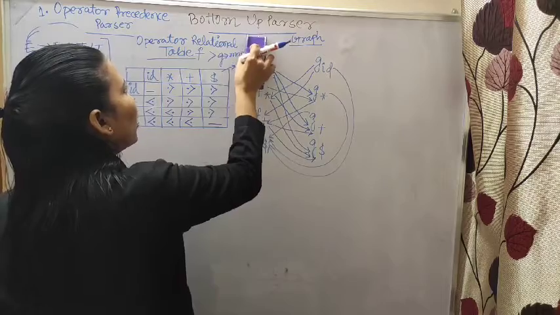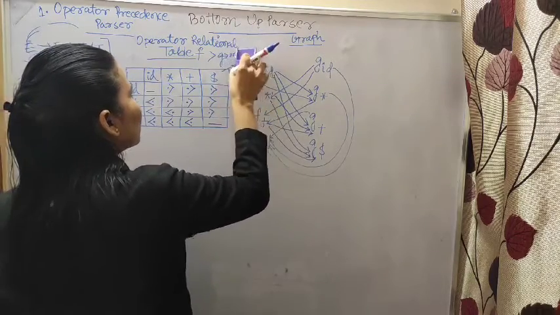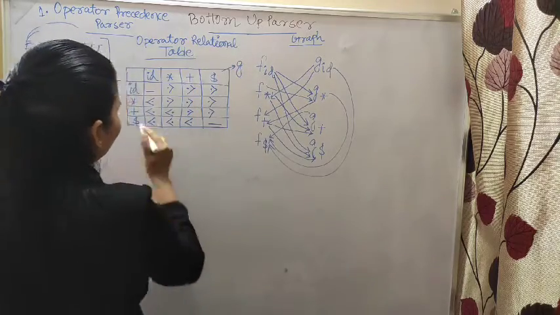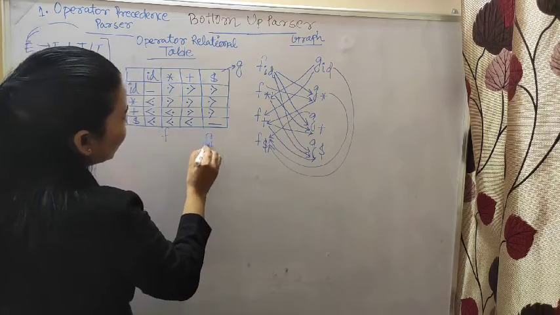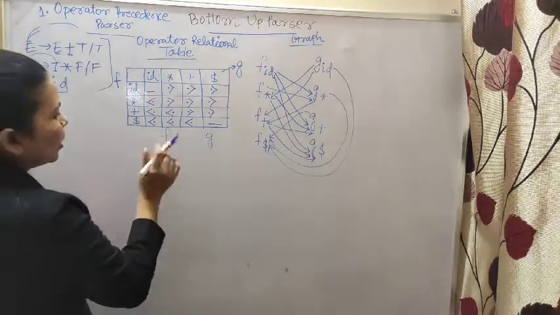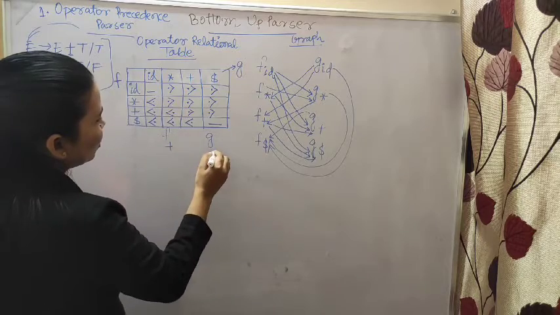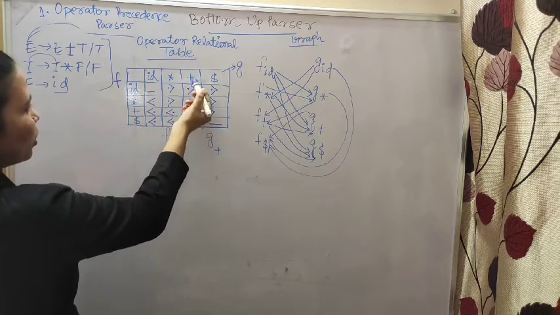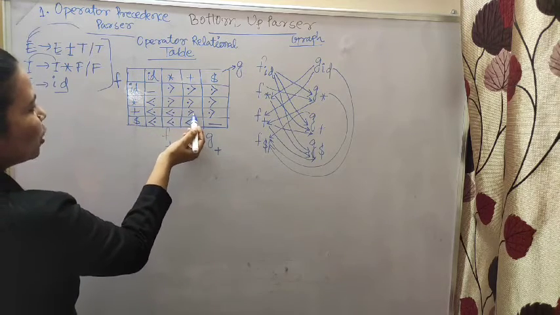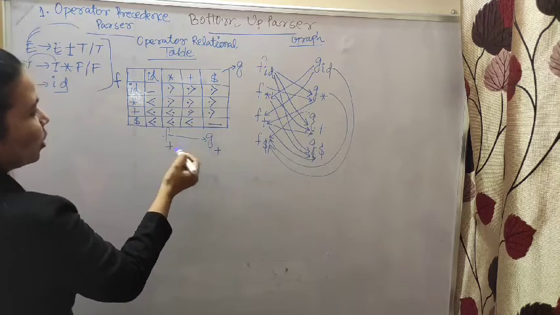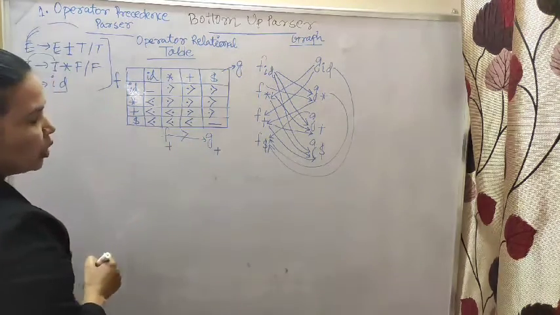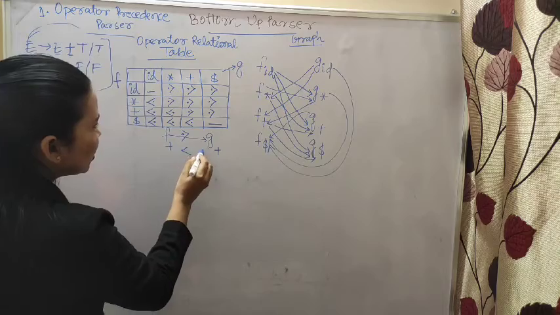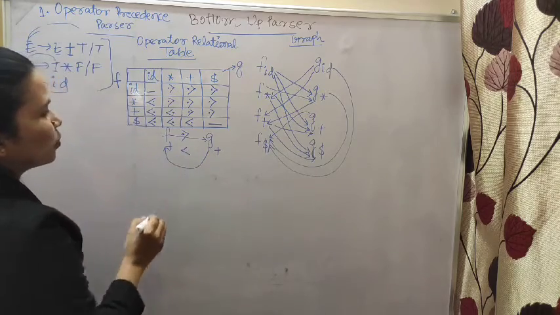So how do we construct a relational table? Remember that the row name we take as F and the column name we take as G, and you compare every place. Suppose I am checking F plus and G plus: F plus is going to G plus, so greater than is given, which means F will move to the G side. If less than is given, then G will come to the F side. This is the meaning.